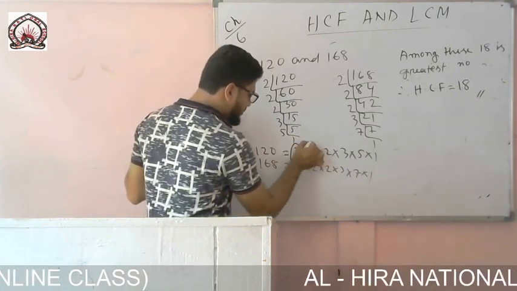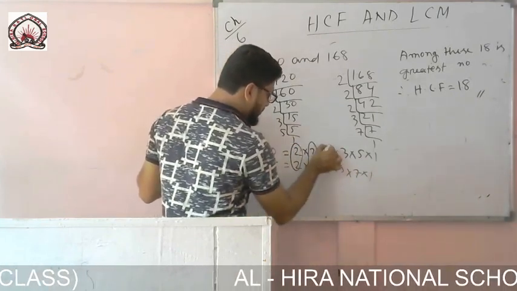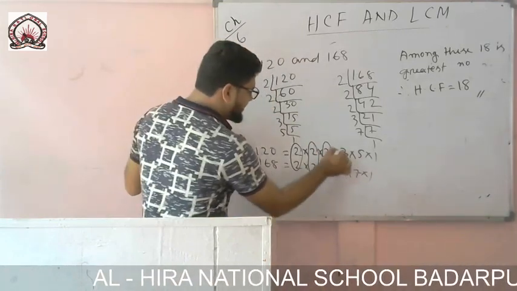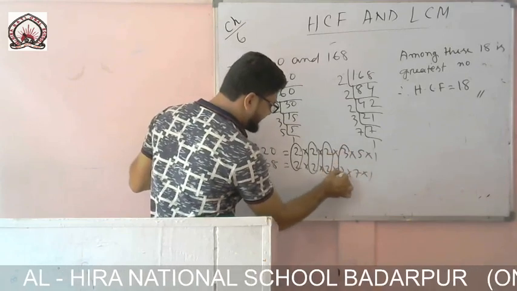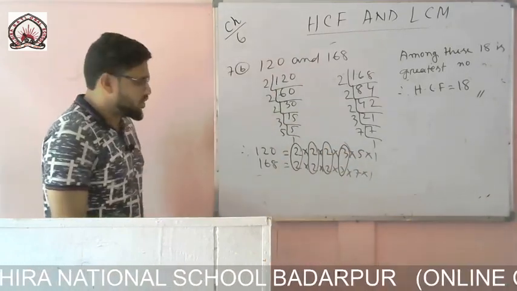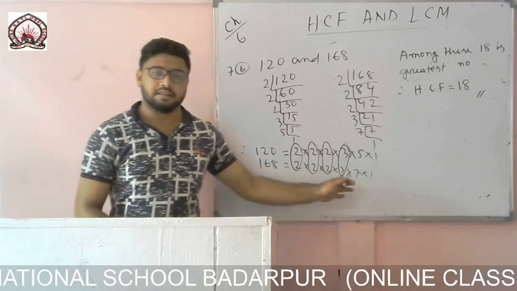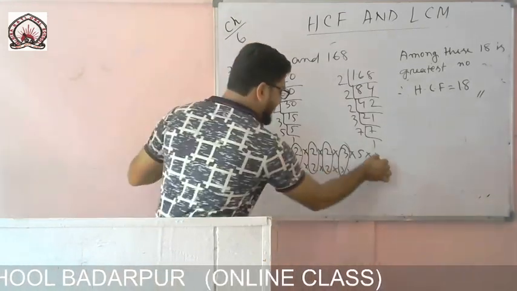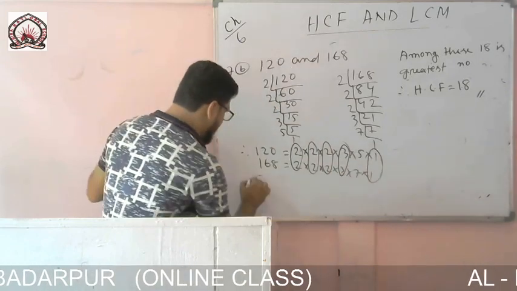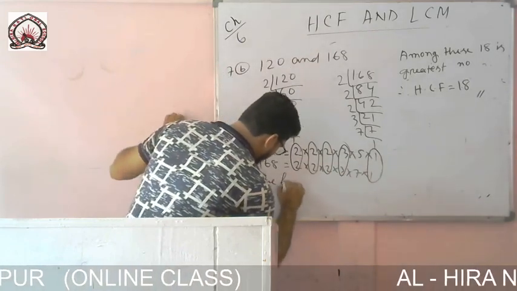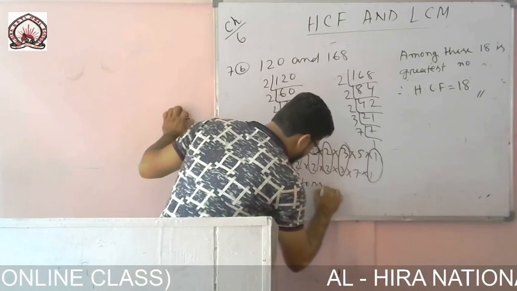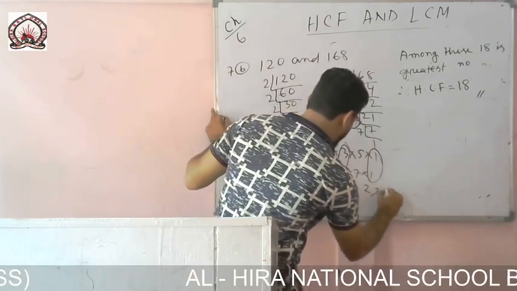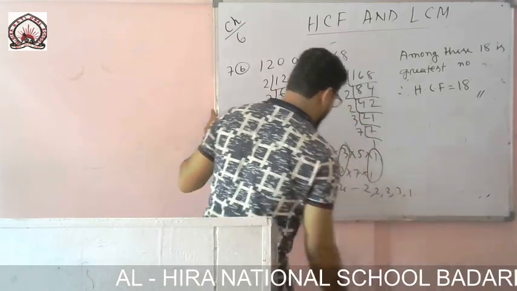These two, these two, these two. Okay. Then 3, yes, these 3 also you can make a pair. And 5 and 7 are not a common pair, they don't have any common pair. So write 1 in every case. Okay. So therefore the factors are 2, 2, 2, 3, 1.